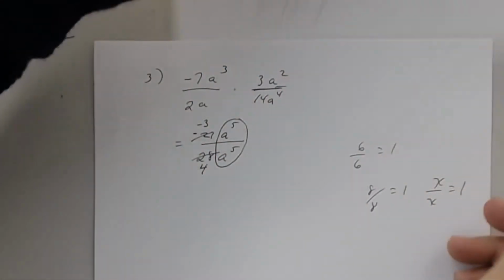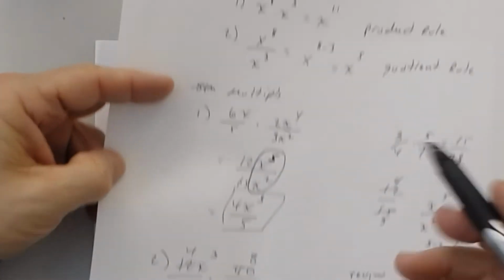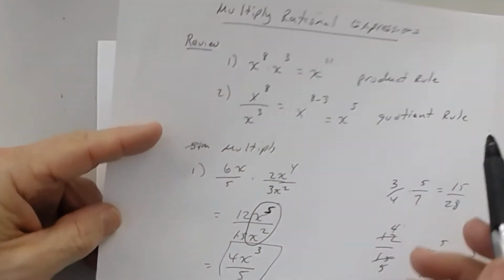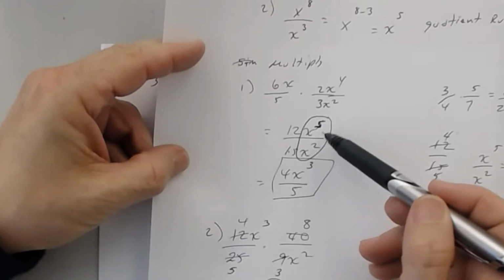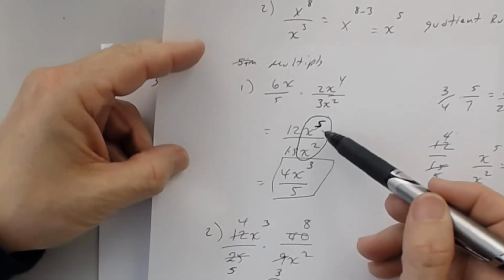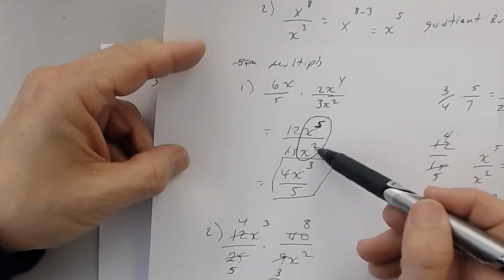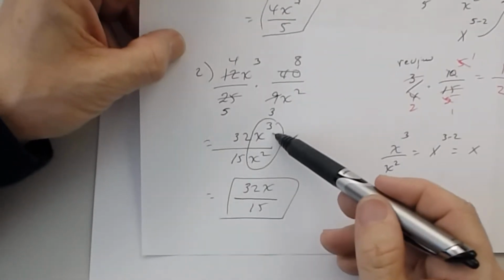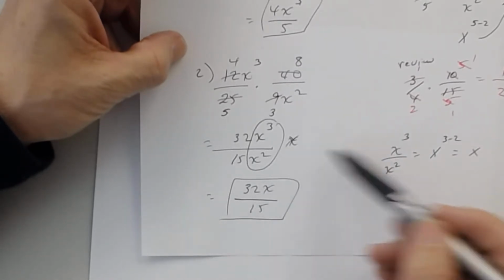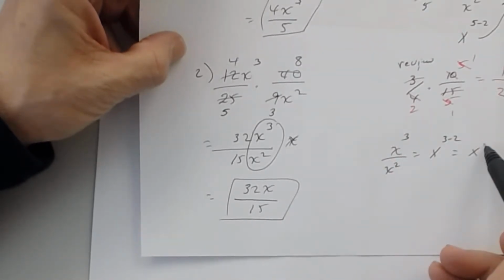Now, when we did the others, though, we actually used the quotient rule. So when I came here and I said x to the fifth divided by x squared, we said we subtract the exponent. So 5 minus 2 is 3, so we got x cubed. Here, 3 minus 2 is 1, so we just got x to the first, or just x.